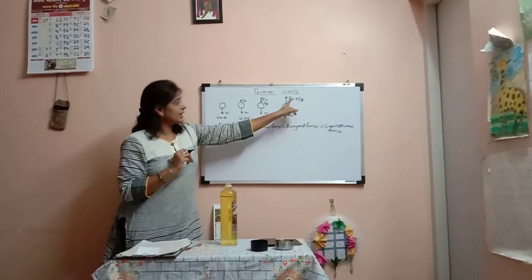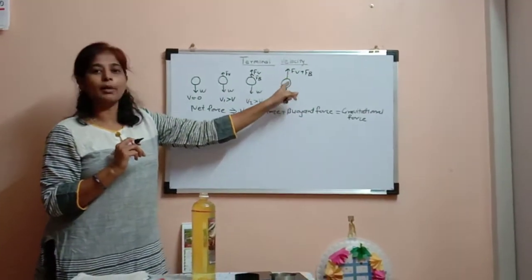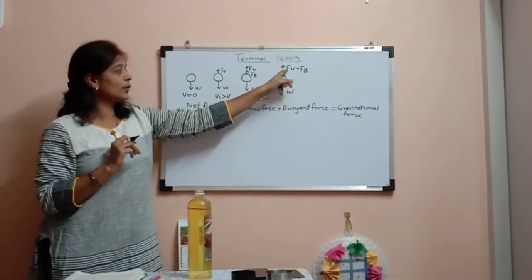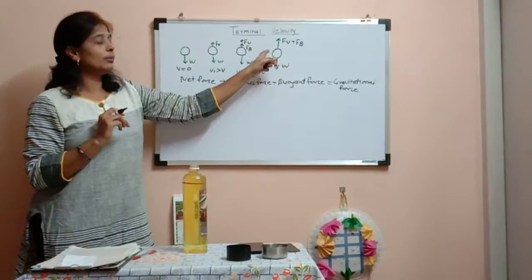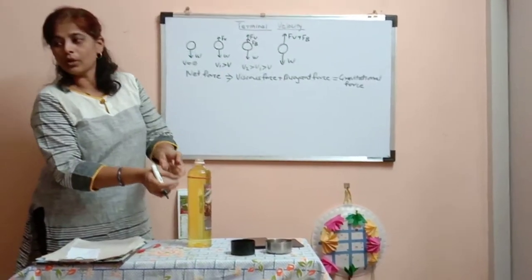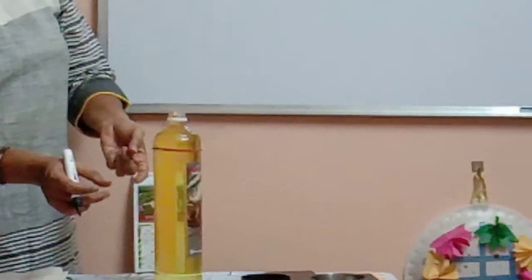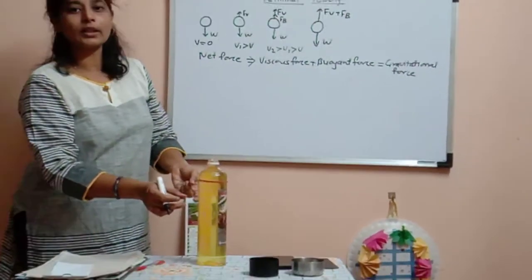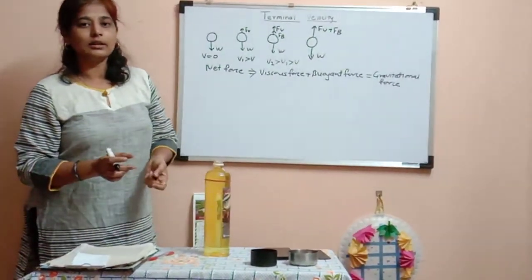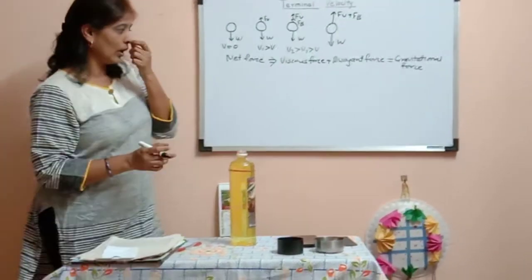In this case, since the forces are balanced and the ball is in equilibrium, the ball will move with a constant terminal velocity. It will move with constant velocity, and that is called the terminal velocity of the ball.